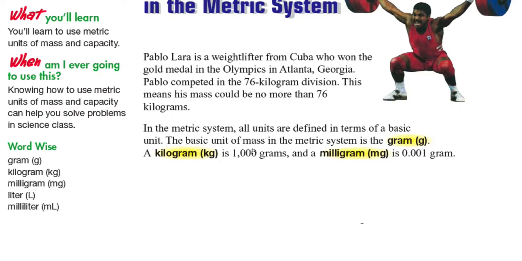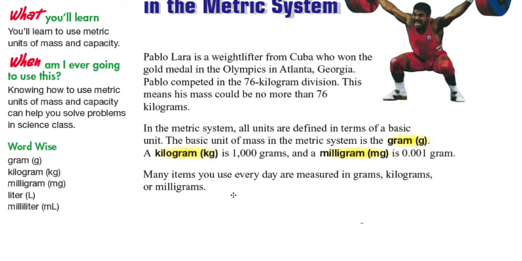In the metric system, all units are defined in terms of a basic unit. The basic unit of mass in the metric system is the gram, or g in short. A kilogram, kg, is 1,000 grams, and a milligram, mg, is 0.001 of a gram.